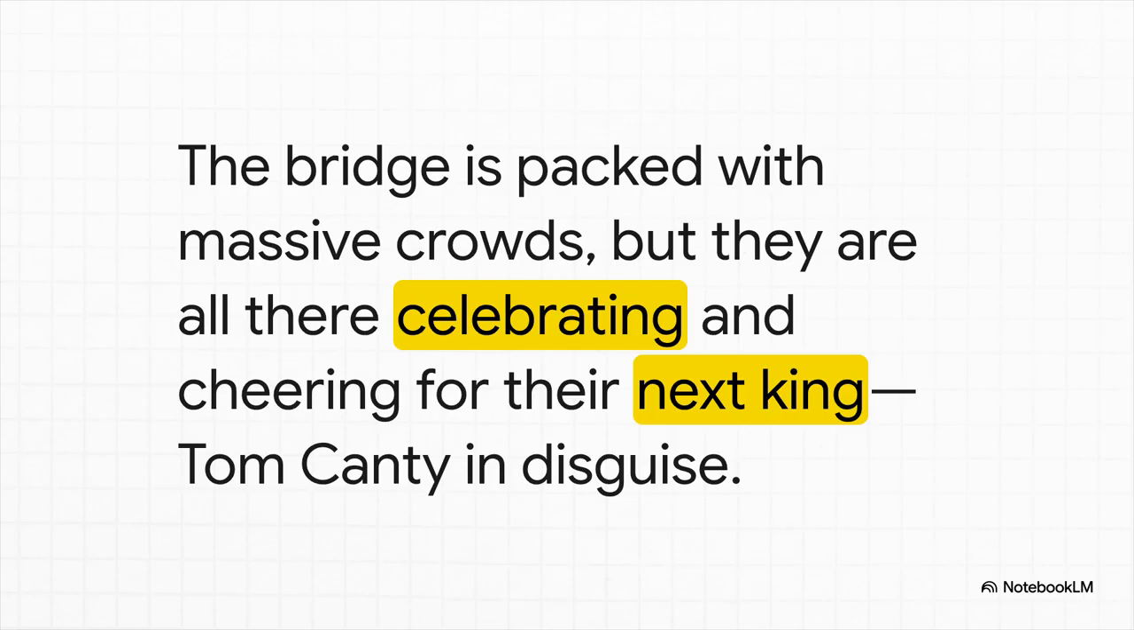Because when they get there, the bridge is just swarming with people. But they're not looking for a murderer. Oh no, they're cheering and celebrating their future king. The irony here is just staggering, right? They're all cheering for Tom, the imposter, while the real prince, the one they're celebrating, is lost somewhere in the middle of that very crowd.